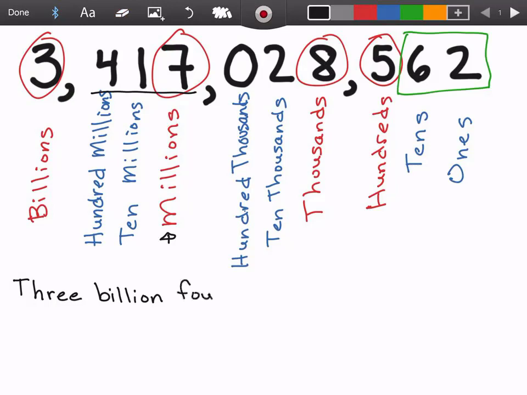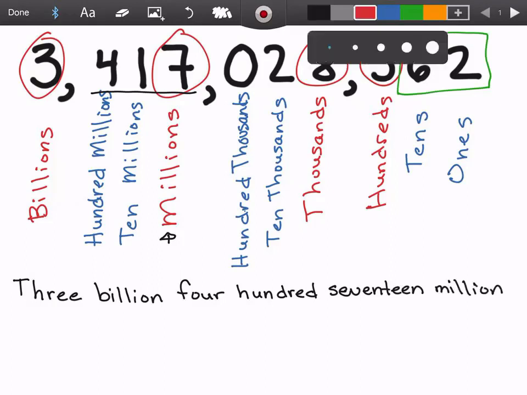So 417 million. And if it helps you, this isn't necessary, but you could put commas in between each group, just the way the number is.